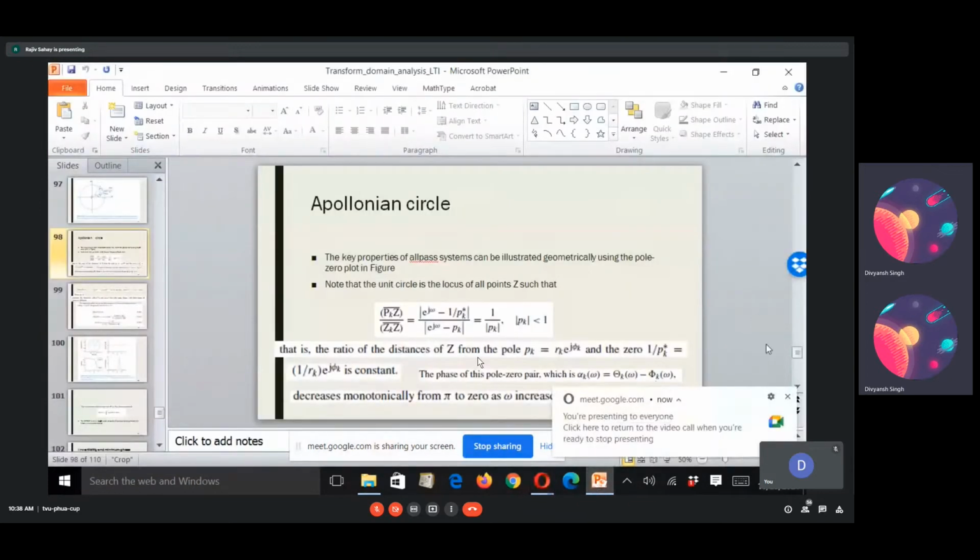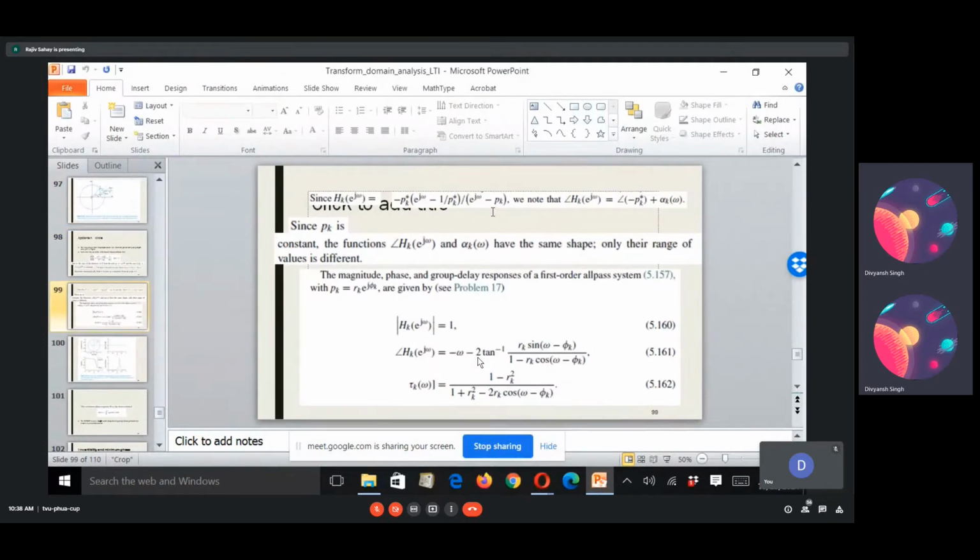Okay. Let me go to the next slide. So now you see the angle. You want to calculate the phase response of the all pass system. Pk is constant, this is a pole. So the functions angle He omega and alpha k omega have the same shape. Only the range of values is different.